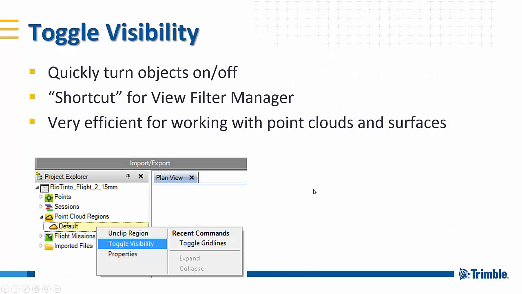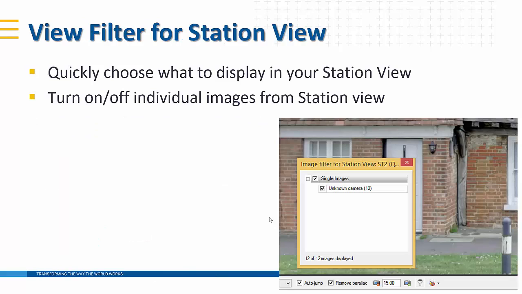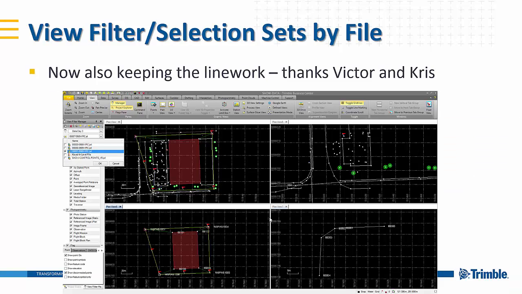You can now toggle visibility by right-clicking on objects in the Project Explorer and objects from the plan view, and you can quickly change the visibility settings for those objects to on or off. We have added a view filter for station view, so if you have a lot of cameras in the station view, you can simply turn those cameras on or off.